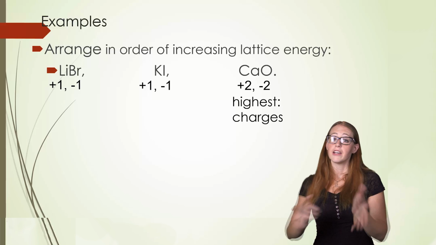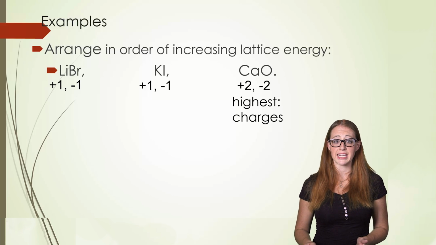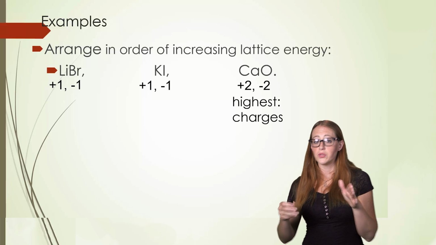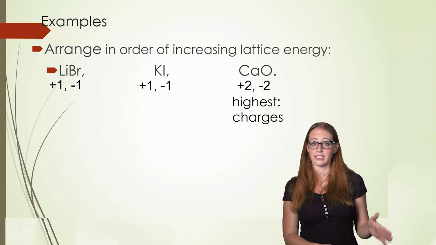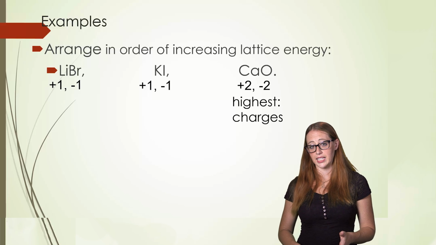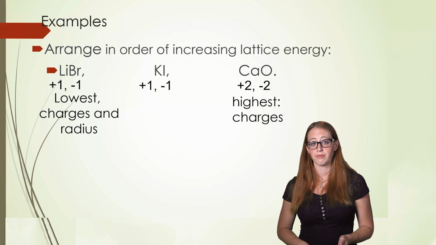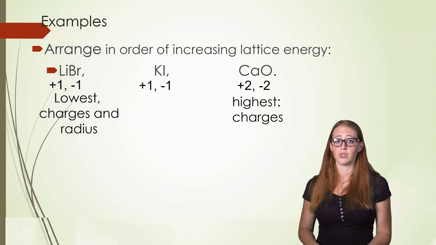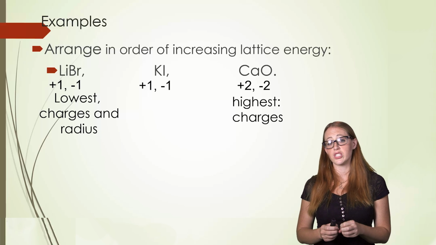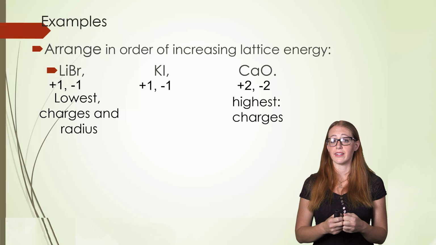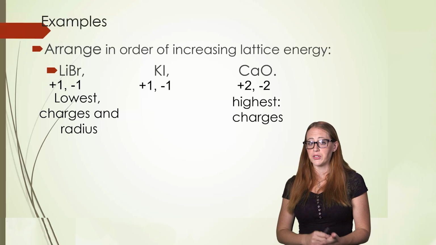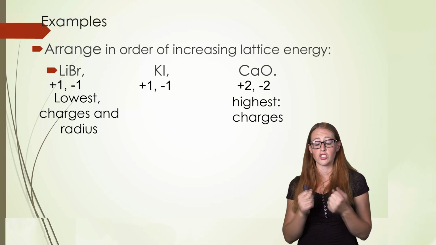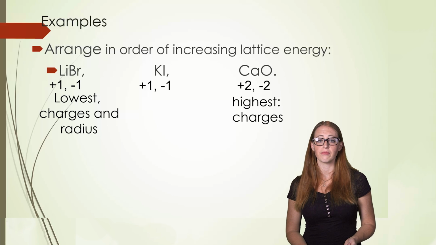For the next two, the lithium bromide and the potassium iodide, we need to look at the radius because they have the same charge. So the charges tell us it's going to be less than the calcium oxide, but the radius is going to tell us how those two compare with each other. So the lithium bromide is going to be not only your lowest charge, but it's also your lowest radius. The lithium and the bromide are smaller, which means that they're closer together. If they're smaller and they're closer together, they have a higher lattice energy because the charges are feeling each other more strongly.